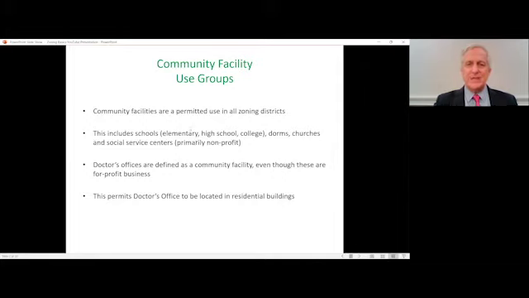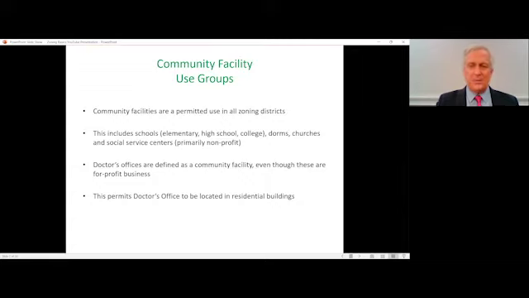Now let's talk about the last use group, community facility use groups. As I said, it's permitted in all zoning districts. But the most interesting thing about community facility use groups is that while it typically includes, as the second bullet says, schools and colleges and dorms and churches, if you look at the third bullet, it includes doctor's offices. Now, the difference between a doctor's office and all those other uses is that a doctor's office is for profit, and many of those other uses are not for profit. And as you'd expect, community facility use could be not for profit, but they included doctor's offices in there.